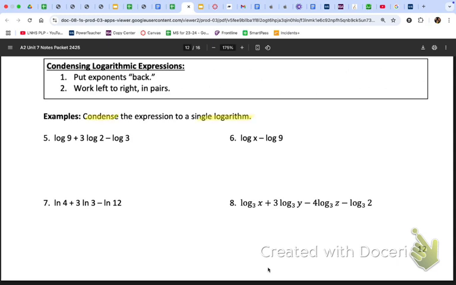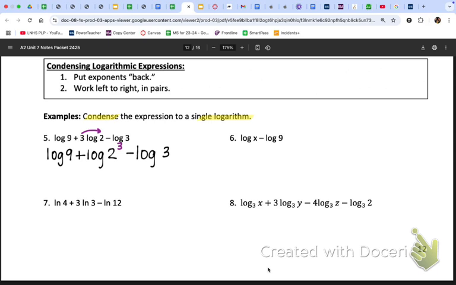Condense as a single log. First, bop your exponent back. So who's the exponent here? Do you see it? You see the 3? So the 3 is going to go back as an exponent on the 2. So it's going to be log 9 plus log of 2 to the third minus log 3. These are all log base 10.